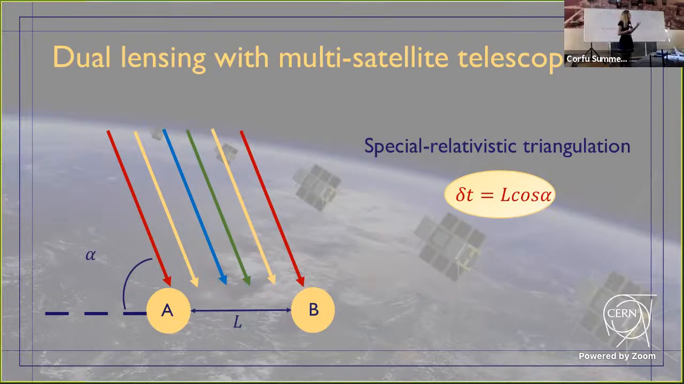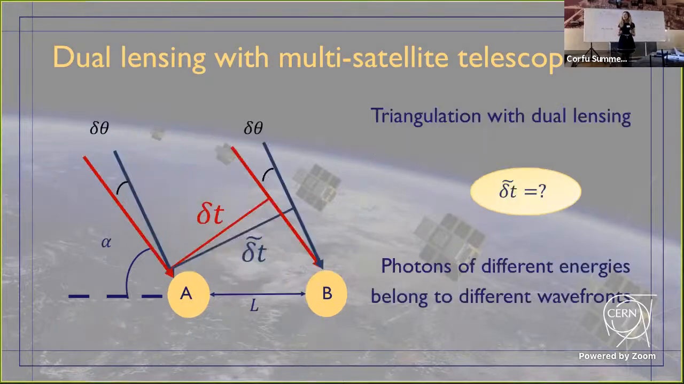So in special relativity, we will only have one wavefront to which all the photons, no matter what their energy is, belong, so they all propagate together, and we have just one delay in the propagation. But if there is a dual lensing, then what we can expect is that photons of different energies belong to different wavefronts and will have different times to propagate from one satellite to the other. So we know what delta t is here, that is the time needed for the soft part of the signal to go from A to B, and we ask ourselves if in this framework the time that is instead needed for the hard wavefront to propagate from A to B, delta t tilde, is different from delta t, and what is the order of magnitude of this difference.